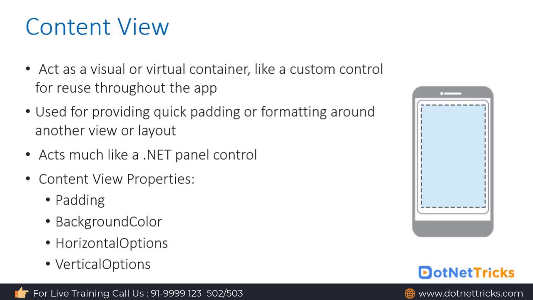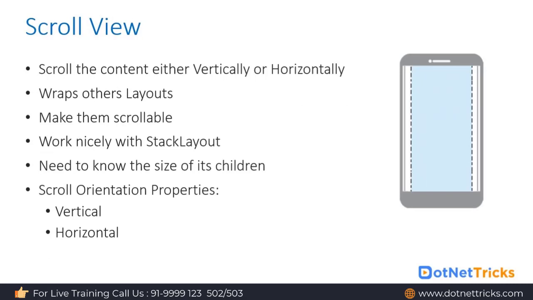The commonly used properties inside a content view are padding, background color, and the layout options, which we saw in the previous video. The next one is the scroll view. The scroll view is basically a layout that is capable of scrolling its content. It is derived from the layout class in Xamarin Forms, and by default scrolls the content in the vertical manner. This view can have only one child, and of course it can be a simple view or even a complex layout that has multiple children inside it.